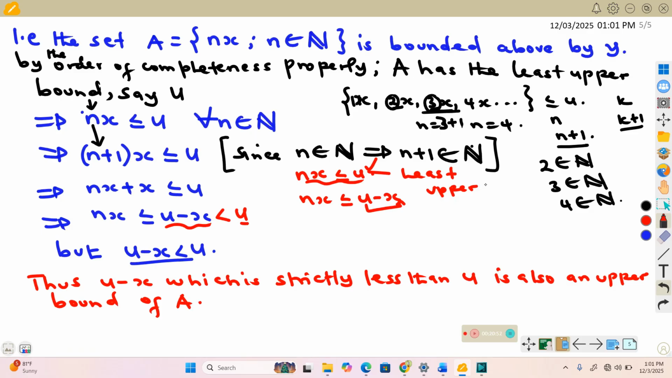If u is the least upper bound, and you have u minus x as another upper bound, that one is not possible. It means u is the smallest among the upper bounds, but you are getting another value which is smaller than u to be an upper bound. So u minus x cannot be an upper bound. We are saying that u minus x, which is strictly less than u, is also an upper bound of a.